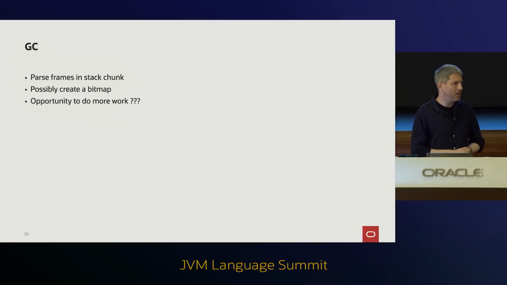In some GCs, I think G1, because it traces objects many times, what we did is that after the first time we created a bitmap to help it find the oops the next time. ZGC doesn't need it. And that's it. It's all going on in the background. And because it's going in the background, we can do some actually more work there. And I'll mention it in a word or two later.